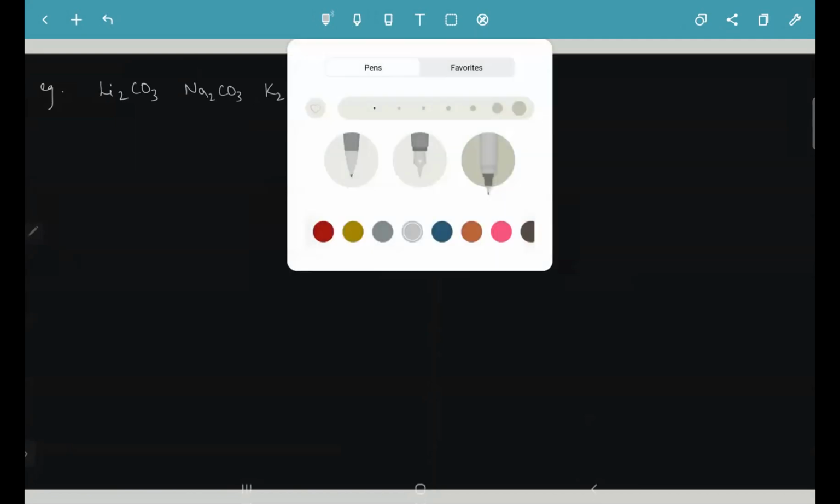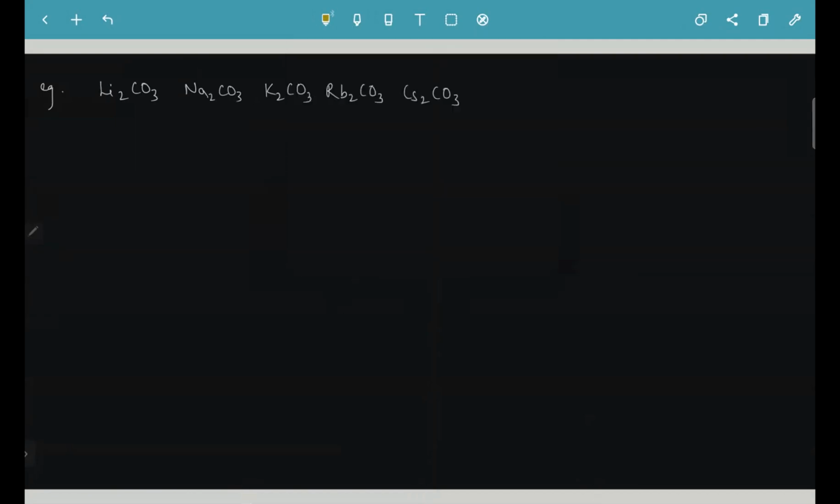Some more examples of comparing covalent characters. Li2CO3, Na2CO3, K2CO3, Rb2CO3, Cs2CO3. Watch carefully. As the size of the cation decreases, covalent character increases. A smaller cation will result in more polarizing power, more covalent character. So lithium carbonate will have greater covalent character than sodium, then potassium, then rubidium, then cesium carbonate.